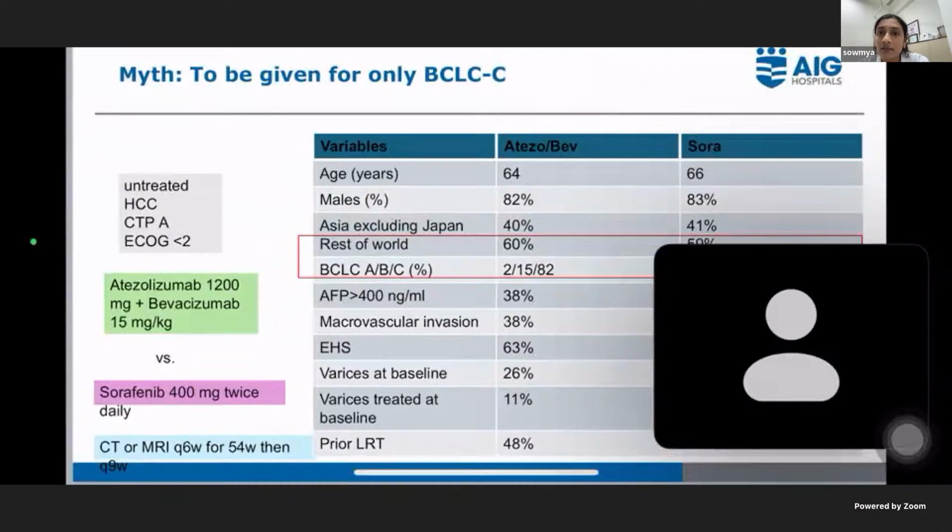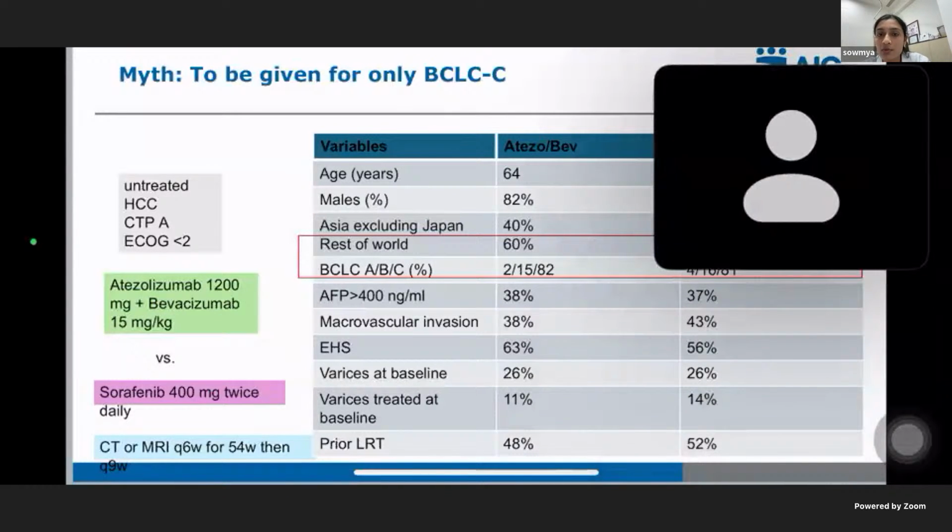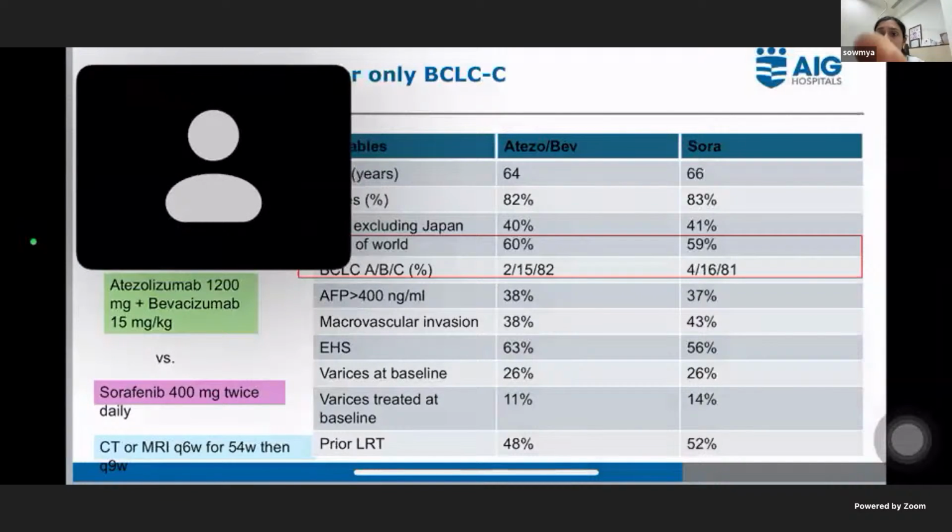And it's a myth whether it is to be given for only BCLC C-stage disease. The IMBRAVE study included all untreated HCCs belonging to Child category A and ECOG performance of less than 2. Atezo combination at a dose of 1200 milligram of atezo plus bevacizumab at a dose of 15 milligram per kg was administered, and the effect was compared with sorafenib 400 milligram twice daily, and CT or MRI was done to assess the response.